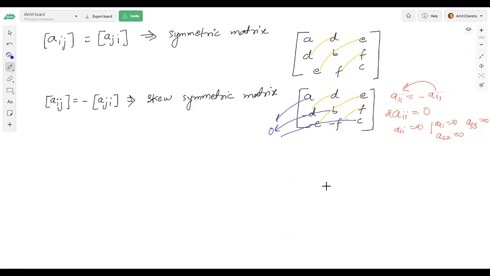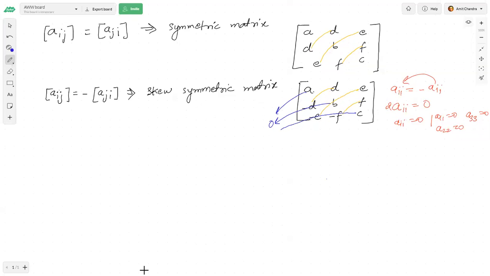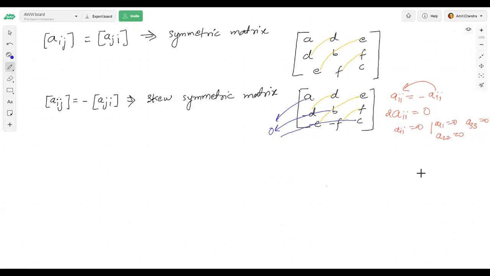Yeah, now is it visible? Oh, sorry, now is it visible? Okay, sorry, sorry.